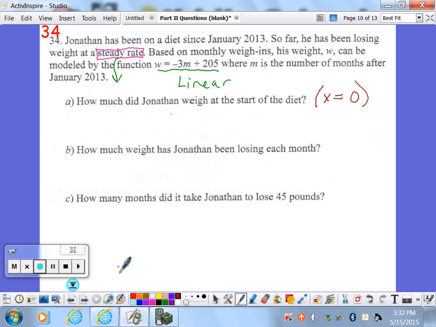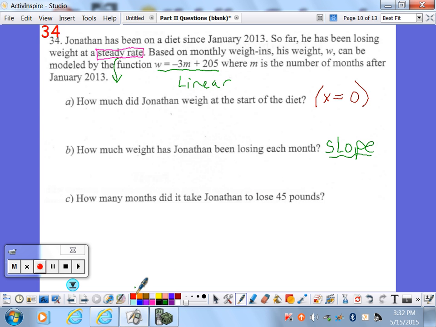How much weight has Jonathan been losing each month? I hope you're already thinking about this. They did mention the word steady rate before. Remember, your rate of change, you could also be thinking of your slope. What's the slope in this equation? That's how much weight Jonathan is losing each month. So you can write that underneath letter B.